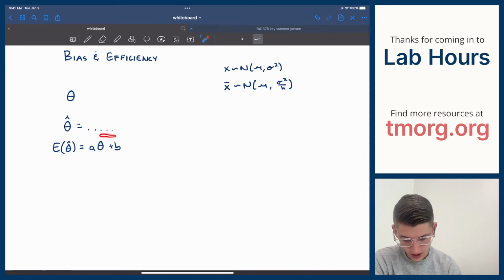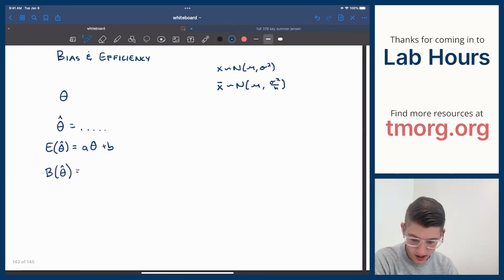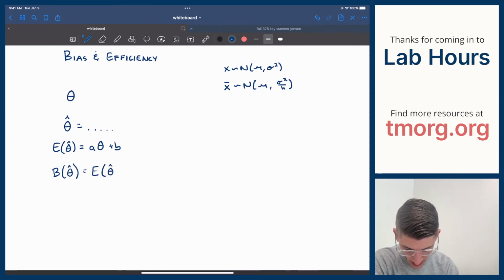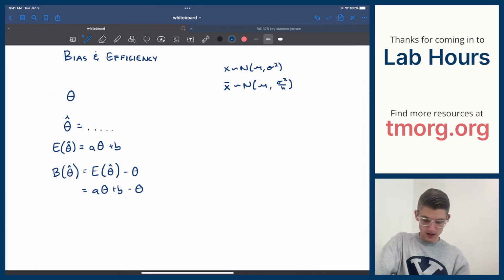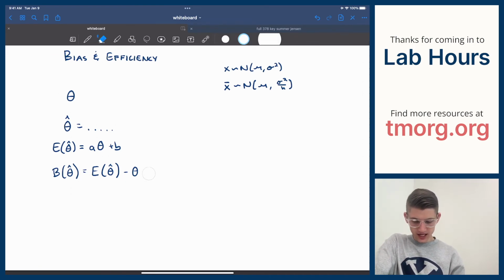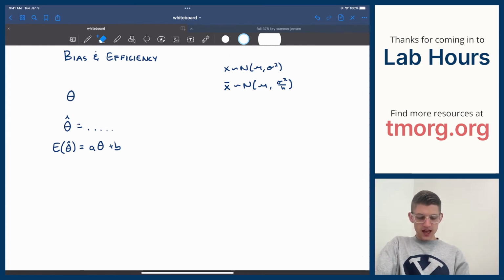One thing you should notice is that this is going to be a huge problem. This estimator is going to be biased, because when I go to calculate the bias of theta hat, I'm going to get the expected value of theta hat minus theta, and that turns into a theta plus b minus theta. That's not going to turn into 0 unless a is 1 and b is 0, but that's a big assumption that we can't necessarily make. So is there a way I could make some correction to theta hat to make it unbiased?